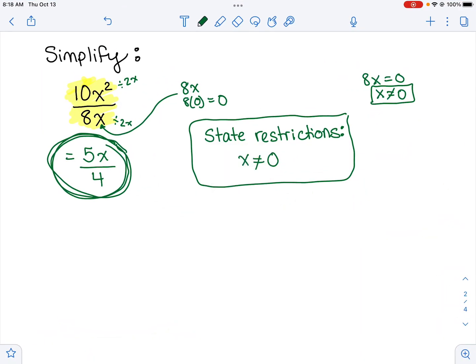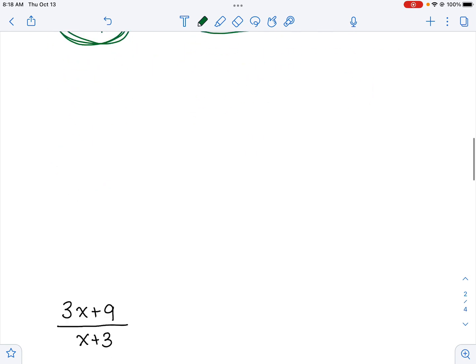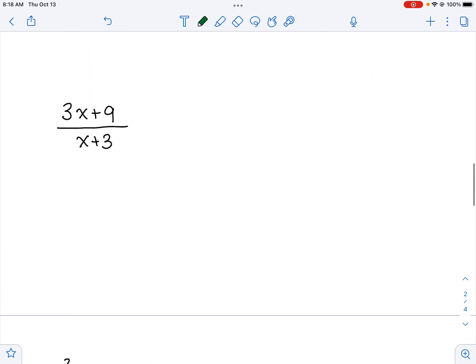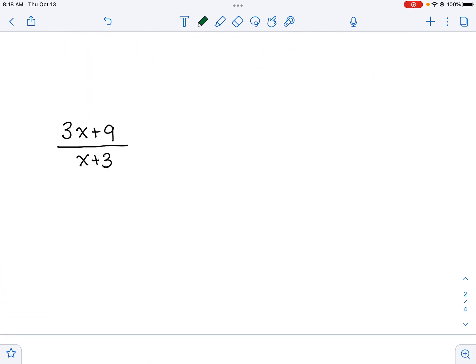So we have to do this restriction stating thing every time. Okay, so let's take this guy: 3x plus 9 divided by x plus 3. We want to try to simplify it. It's not really obvious what we can cancel out. So here's a tip. Sometimes we're going to have to factor first before we can simplify.